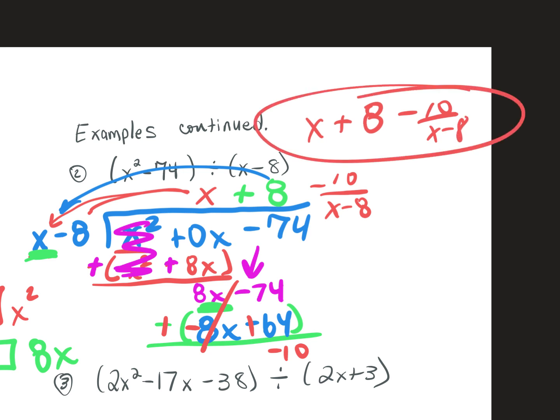Now, the first one didn't have a remainder. The second one did have a remainder. Do you think that means something when something has a remainder and when something doesn't? No. Sometimes you're going to have a remainder and sometimes you won't. We're going to talk about this more on Monday. But when things work out without a remainder, you've proven or you've shown that something is a factor.